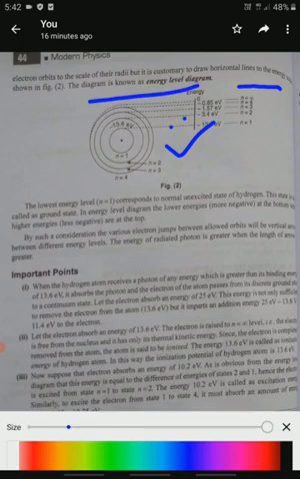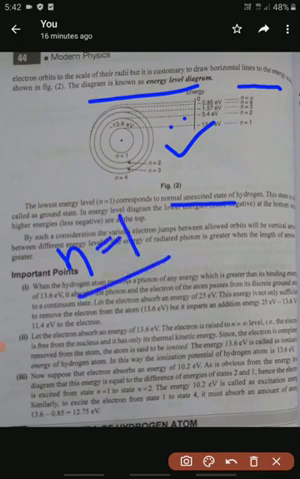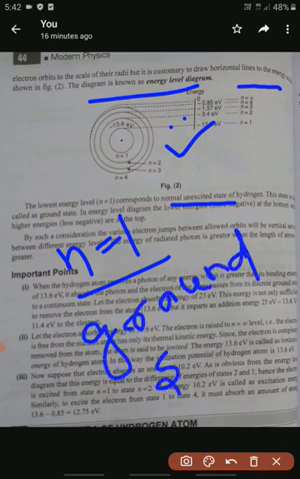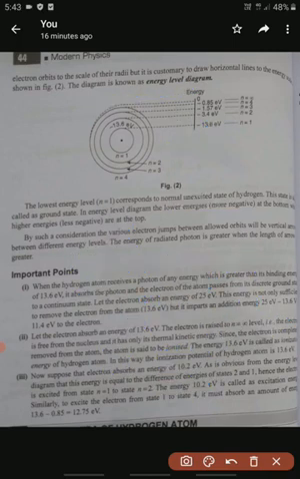Here we should remember two points that are very important. First point, this first energy level, n is equal to 1, we call the unexcited state of hydrogen, also called the ground state. So this is the first energy level or first orbital. We call this the ground state or unexcited level.